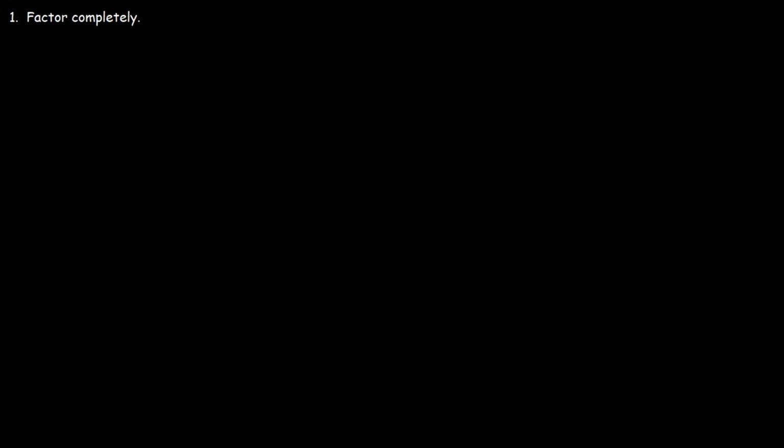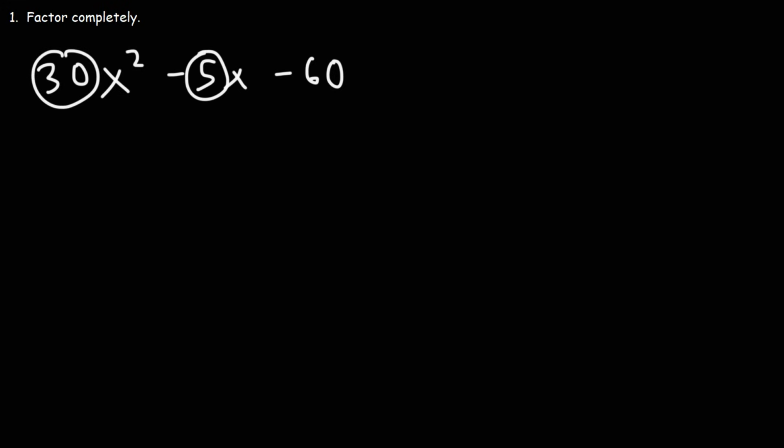Now let's try another similar but slightly different problem. Let's say we have 30x squared minus 5x minus 60. Go ahead and factor this trinomial completely. So first, always see if you can take out the GCF, the greatest common factor. All of these numbers are divisible by 5. So let's take out a 5.